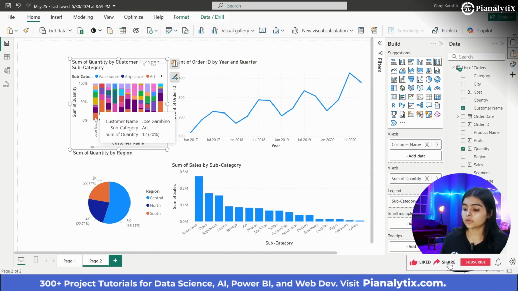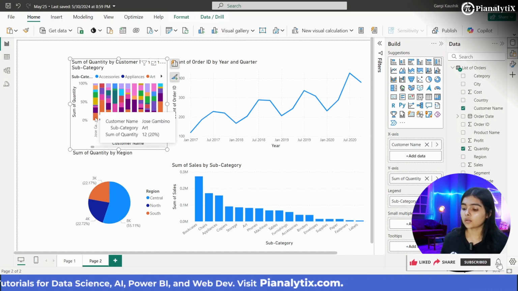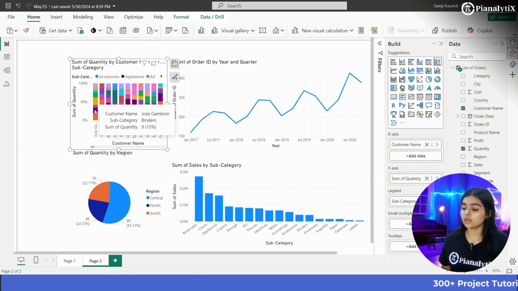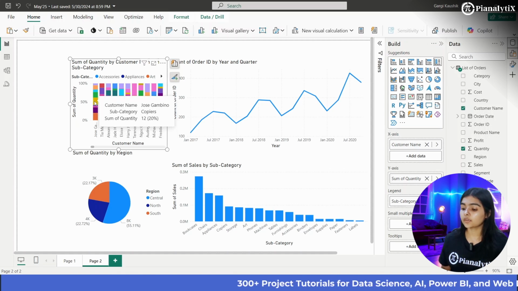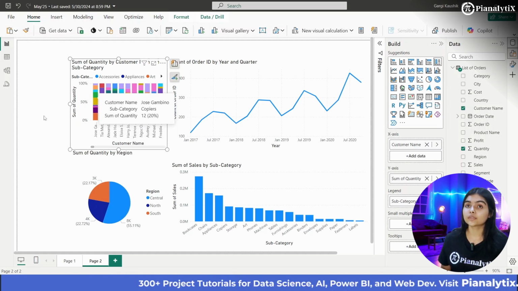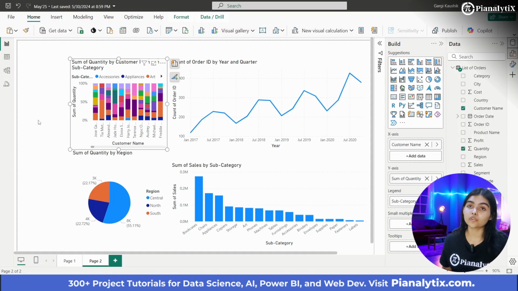Now for this person, say Jose Gambino, 20% of their total purchase was in the art subcategory, then 15% was for binders, 20% was for copiers, and so on. So this is how you can interpret a stacked column chart.